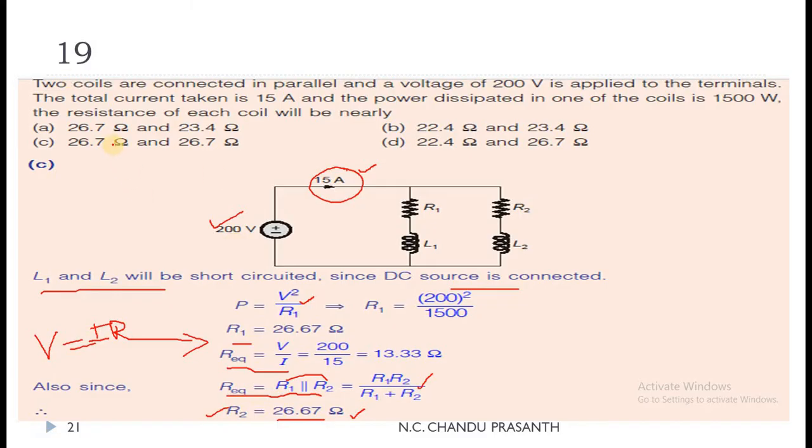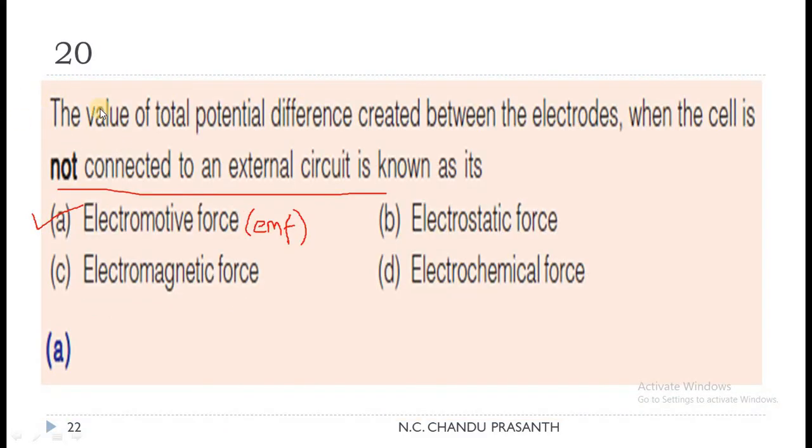It is self-explanatory. Go through this slide. And the last one: the value of total potential difference created between the electrodes when the cell is not connected to an external circuit. Options: electromotive force, electrostatic force, electrochemical force and electromagnetic force. What do you call it? EMF, electromotive force.